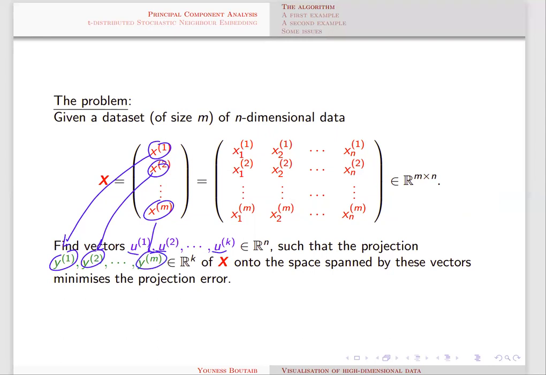And the criterion for choosing this projection vector space is to minimize the projection error, which is simply defined as being the sum of the squares of the distances between your original high dimensional data and their lower dimensional projections.